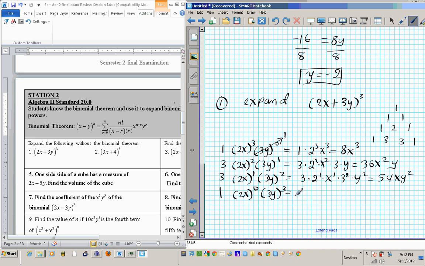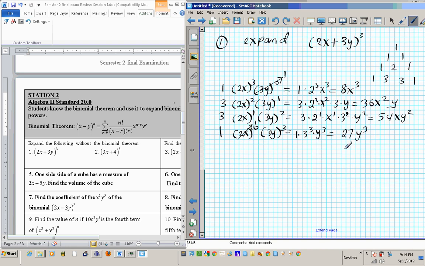Put that in. And then on this side, this goes to the 0th power, so that becomes 1. So we're going to have 1 times 3 to the third, y to the third. 3 to the third is 27, so it's going to be 27y to the third. Alright? So if I add these terms together, that will be my final answer.